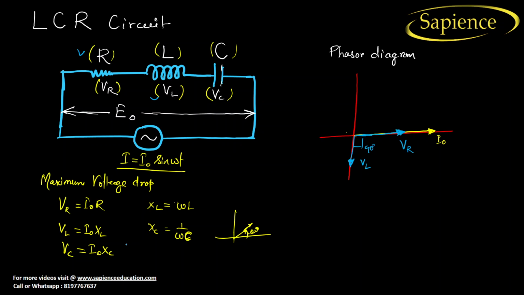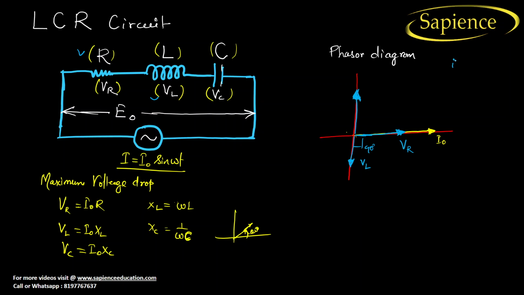Now what about VC? VC is ahead by 90 degrees with respect to the resistance or the EMF, or with the I naught current. So VC will definitely be in this direction. Let us consider this as VC. Got it? So all are in vector form.